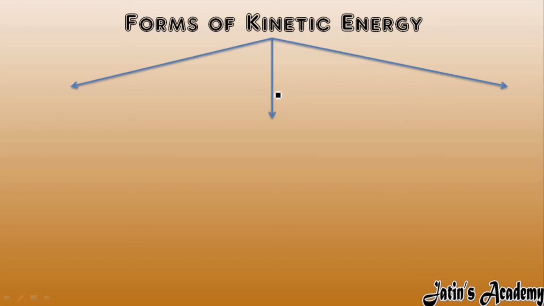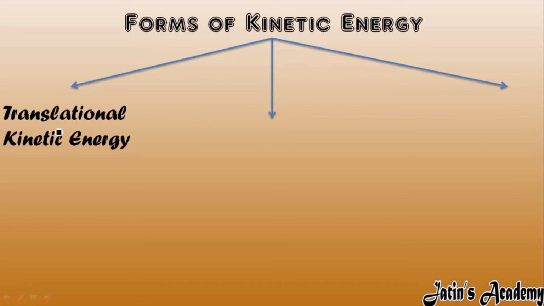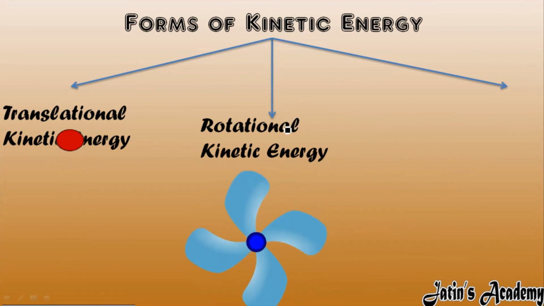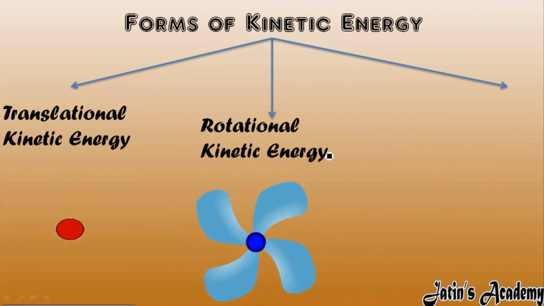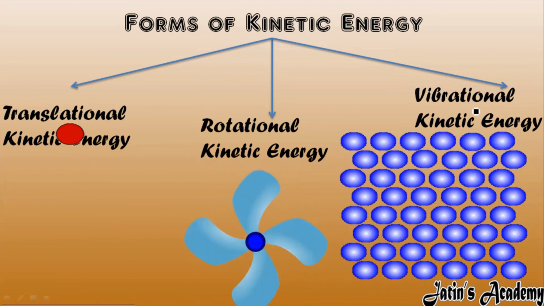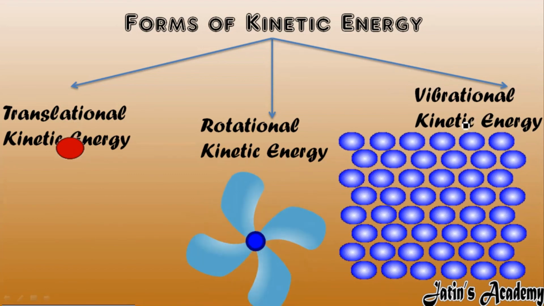For example, we have basically 3 types of motion. When a body is moving in a straight line, that is called translational motion, and the kinetic energy related to that is called translational kinetic energy. Second, when a body is in rotational motion, the kinetic energy associated with the body is rotational kinetic energy. Third, when the particles are vibrating about their mean position, the energy associated with the body is called vibrational kinetic energy.